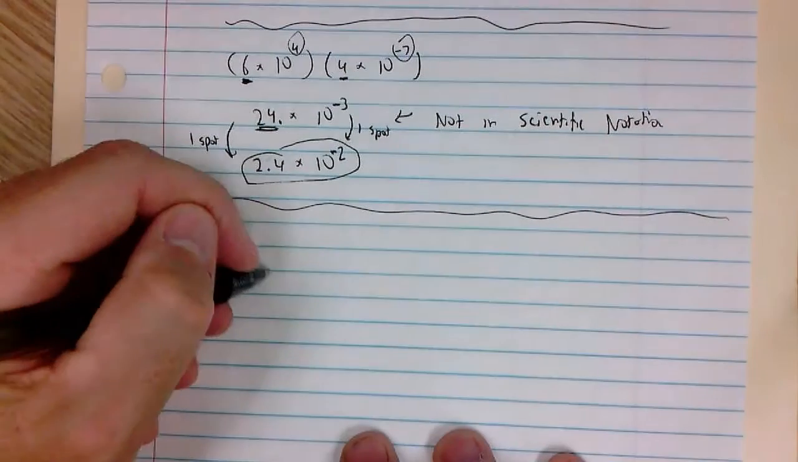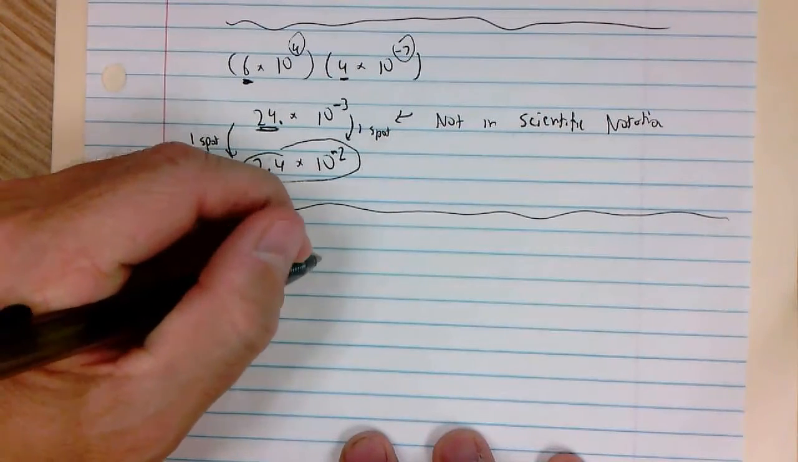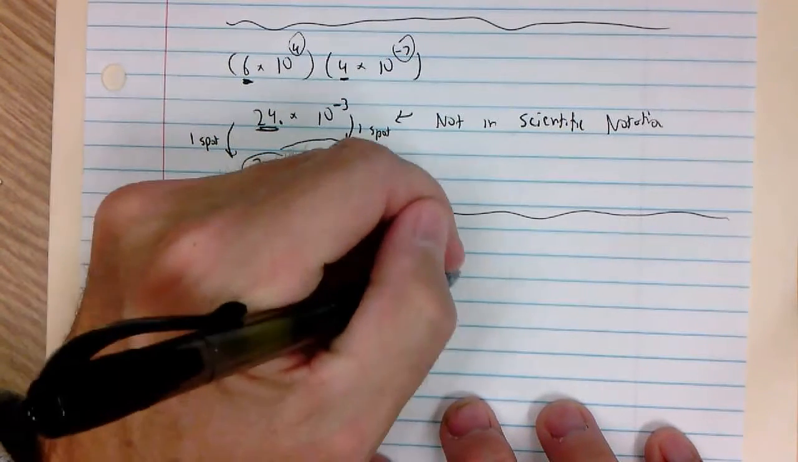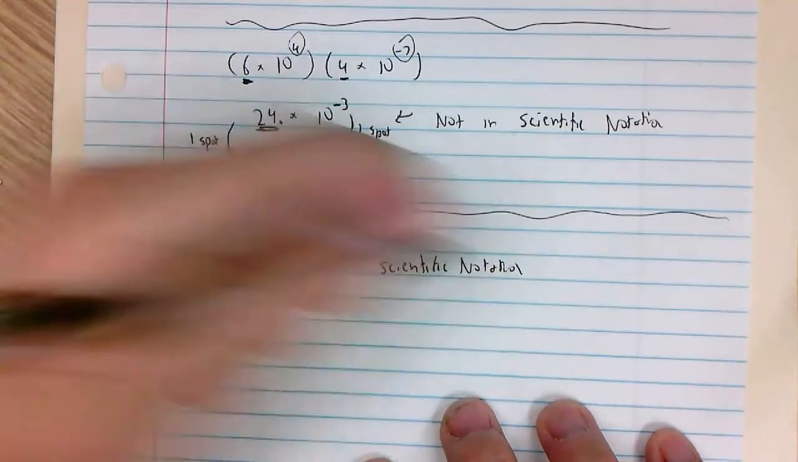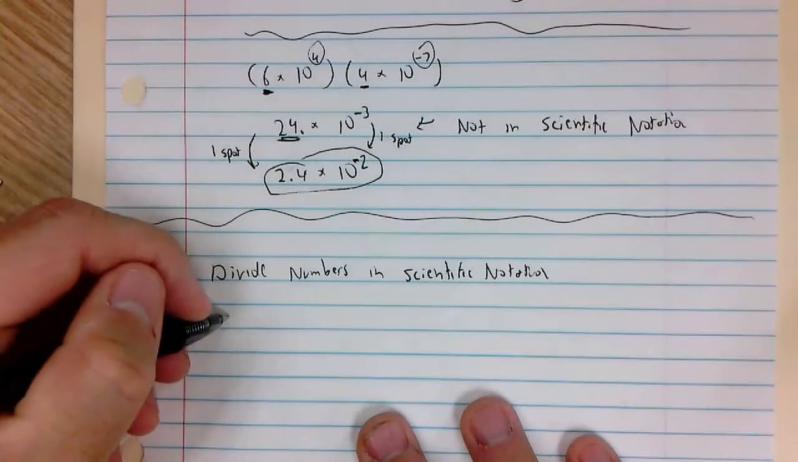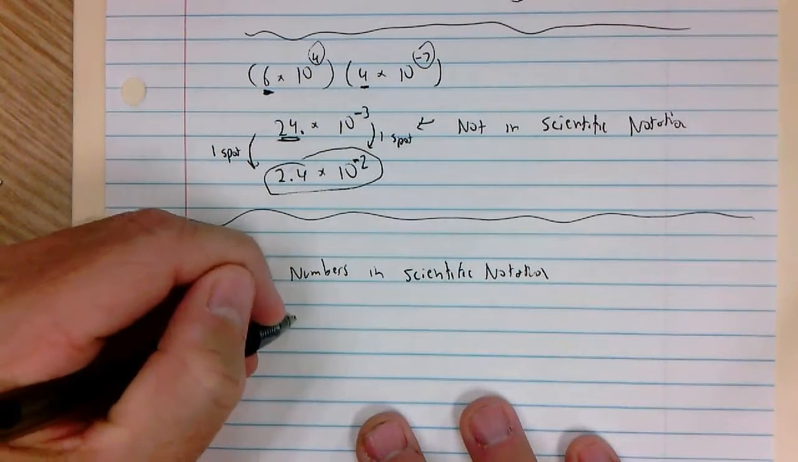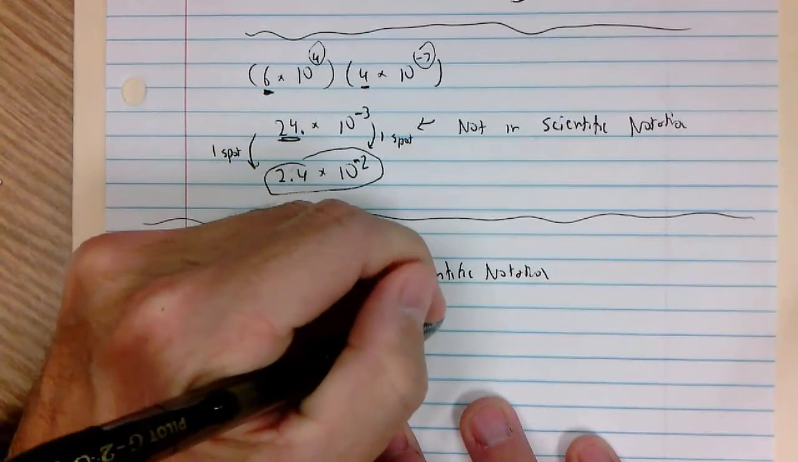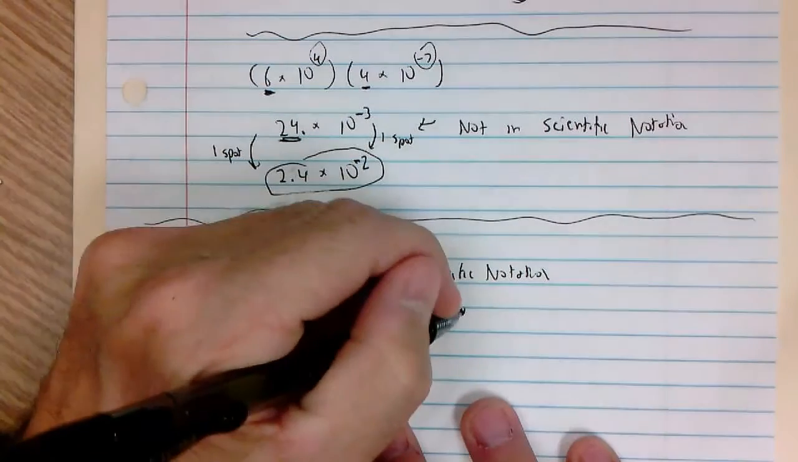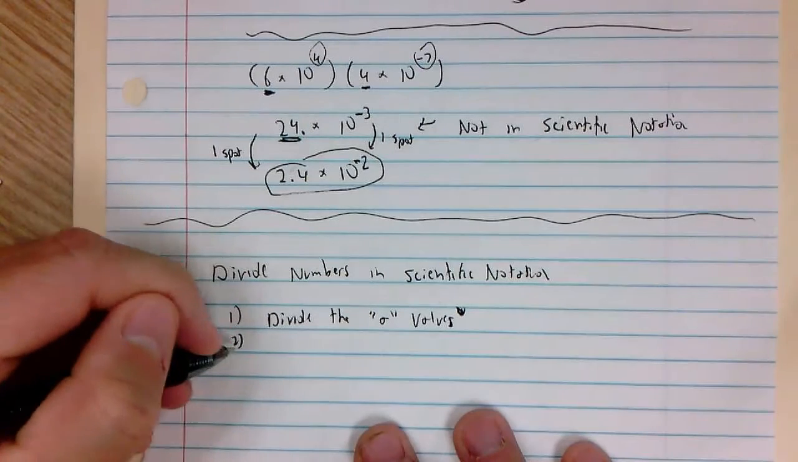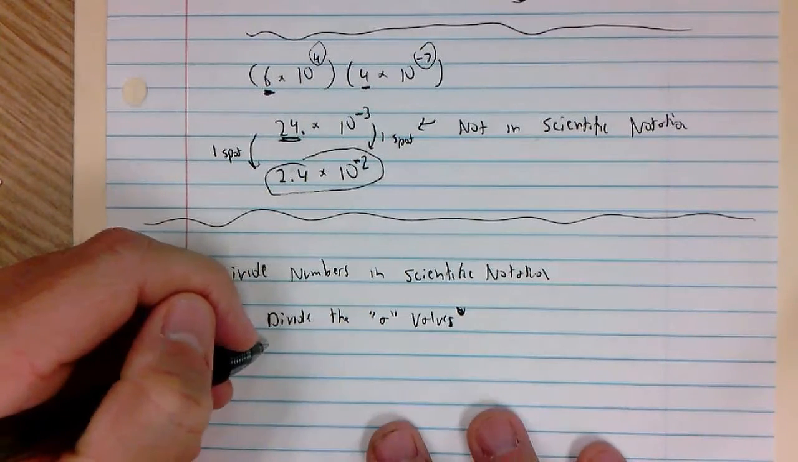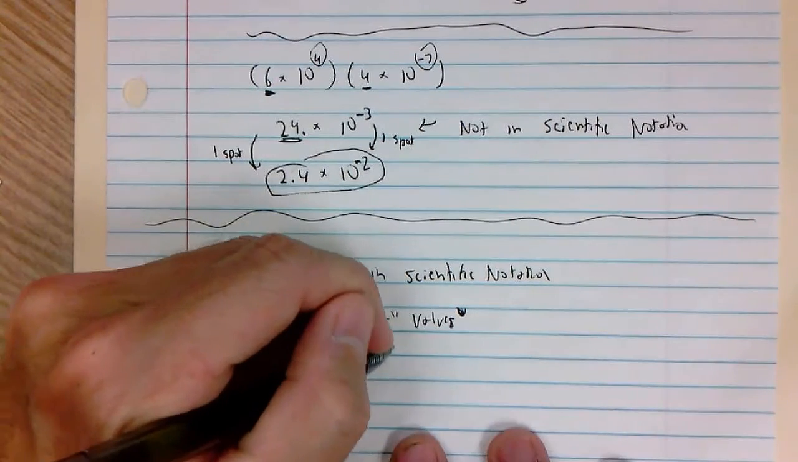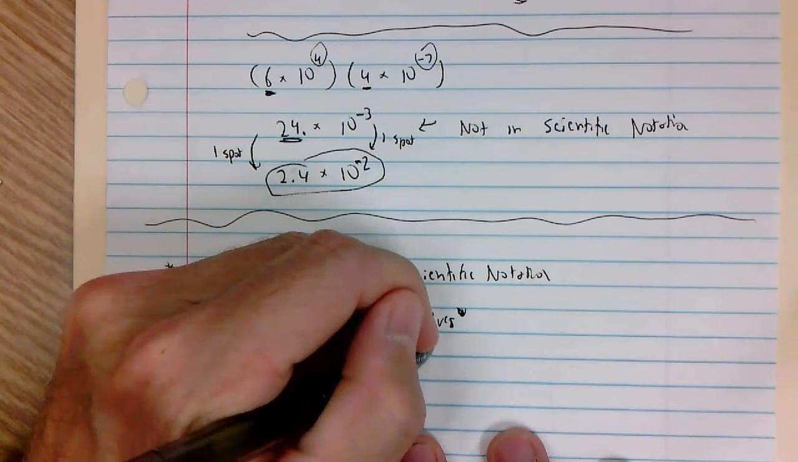Divide numbers in scientific notation. All right, so this is very similar. This time we're going to divide the a values. And when we're dividing, we subtract the exponents, just like if they were on variables.